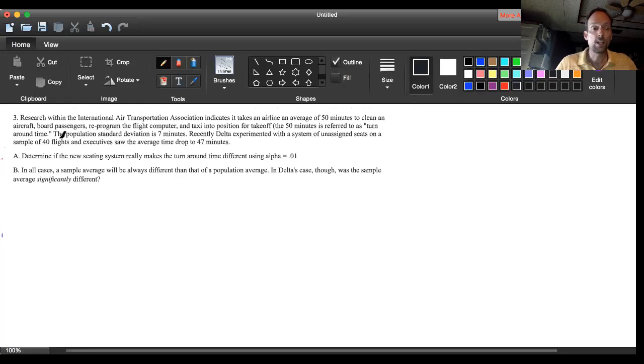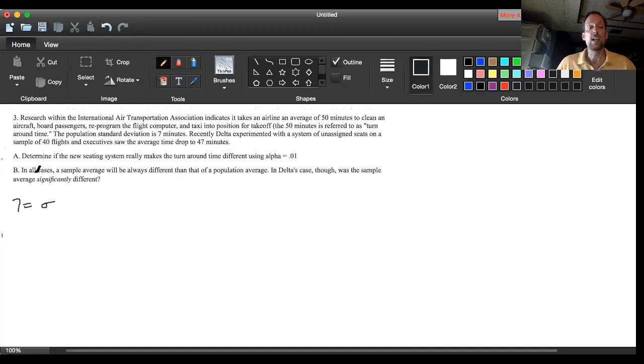And it looks like they're telling me the population standard deviation was 7 minutes, so I definitely know I'm back to doing a z-test. I'm also going to go ahead and, on the side of the paper, start to write down some of the numbers they gave me. I know that 7 is going to be my sigma, my symbol for population standard deviation.